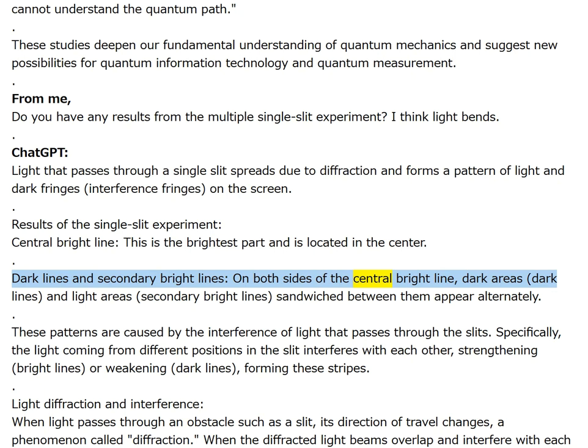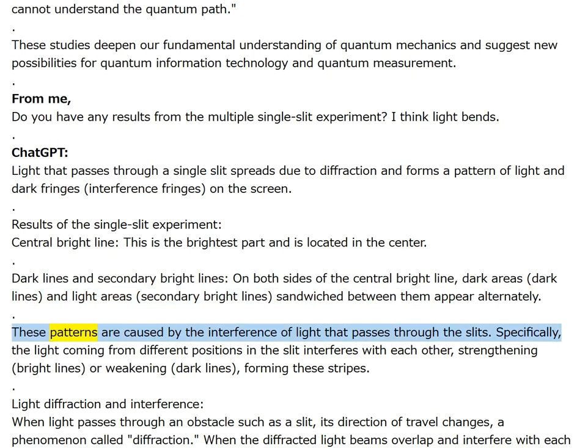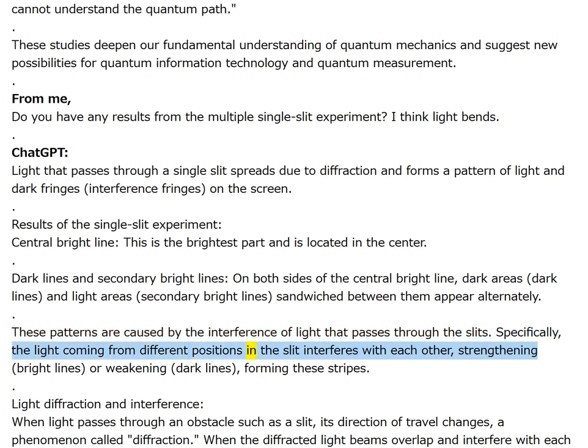On both sides of the central bright line, dark areas, dark lines, and light areas, secondary bright lines, sandwiched between them appear alternately. These patterns are caused by the interference of light that passes through the slits. Specifically, the light coming from different positions in the slit interferes with each other, strengthening bright lines or weakening dark lines, forming these stripes. Light diffraction and interference: when light passes through an obstacle such as a slit, its direction of travel changes, a phenomenon called diffraction.